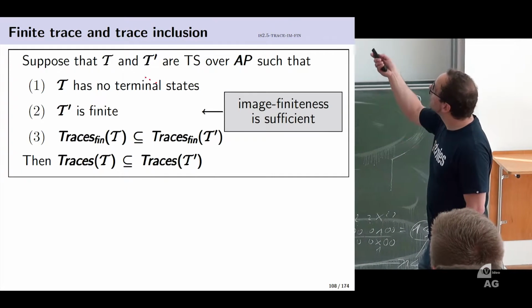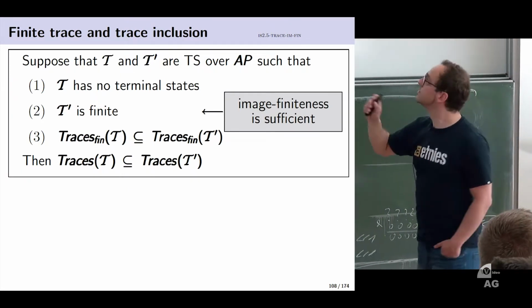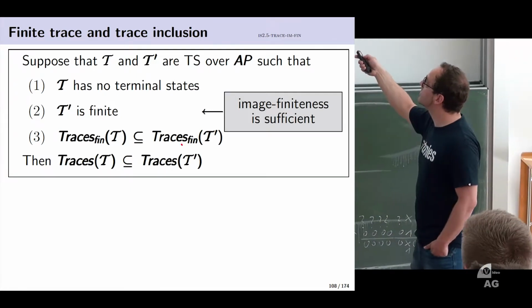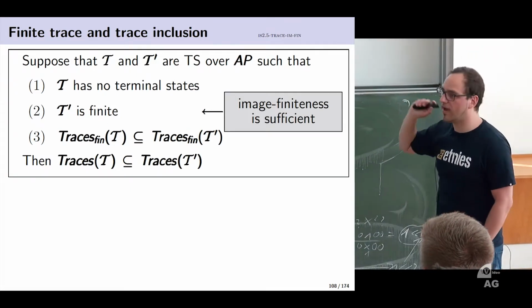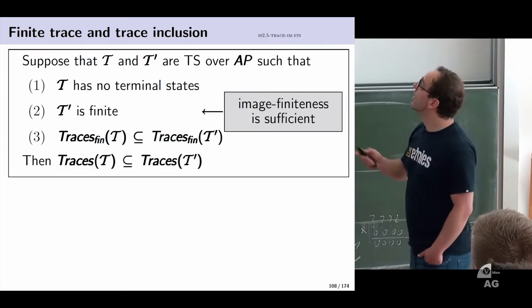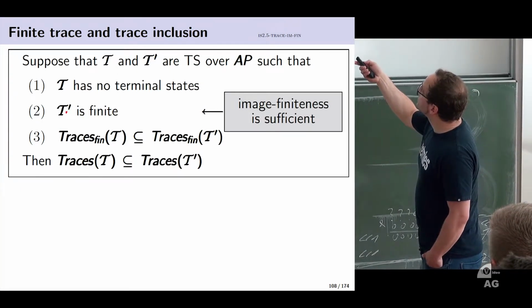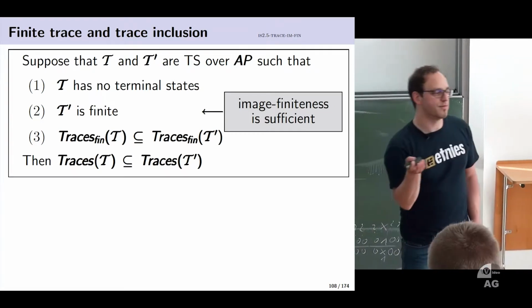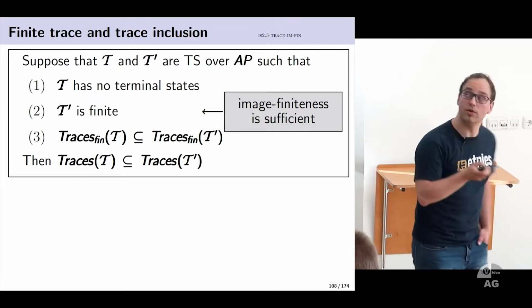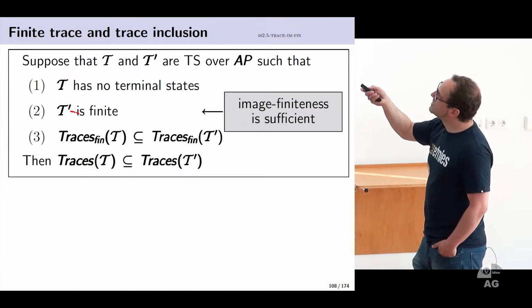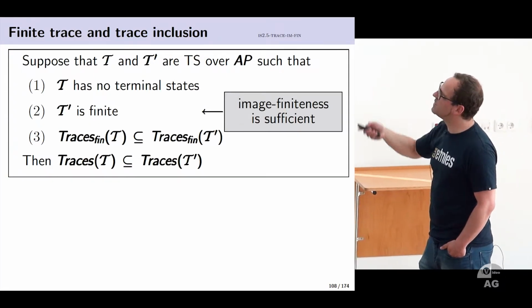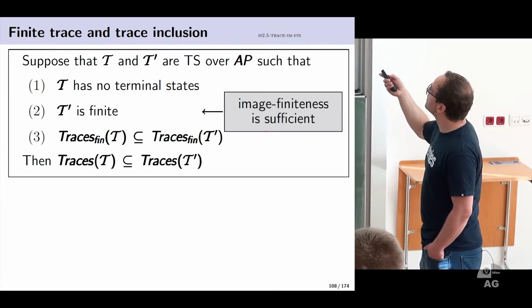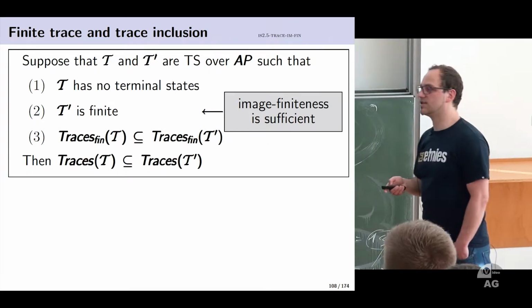Okay, so now suppose we have shown this. Suppose that under these assumptions we have that finite trace inclusion implies trace inclusion. And what you can show is that these are not the only restrictions that you can make for this result to hold. You can somehow weaken this. Here we said T prime is finite, which is maybe not something you want to have, but you can show that image finiteness is actually sufficient.